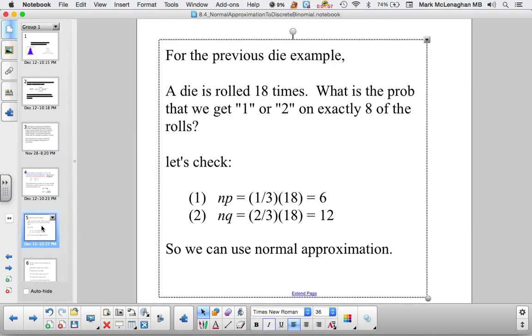Okay, so from our previous exercises, we saw rolling our die 18 times and looking for 1 or 2 exactly 8 times. We can check that n times p and n times q are greater than 5. n is 18 and p is 1/3, so n times p is 6. And n times q is 2/3 times 18, so that's 12. They're both greater than 5, so we can use the normal approximation.